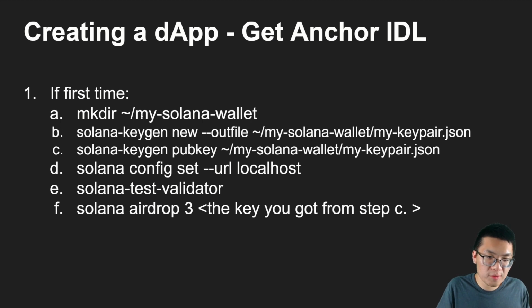First, you make a folder to contain your key pair, and then you run solana-keygen new with the file, the folder, and then my key pair JSON. That's just a random file that'll store your key pair. All right, then you can get your public address by executing this command. So this will give you your public key, which we'll be using later.